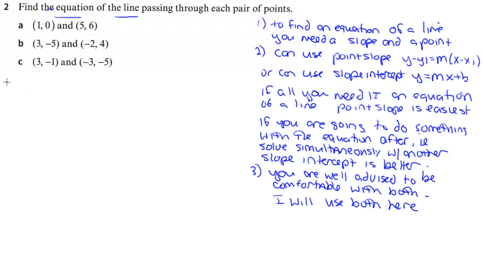All right, so try B. In B, again, I've got 2 points, 3, negative 5, and negative 2, 4. What I want you to do is go ahead and find the slope and then plug it back into y equals mx plus b along with one of these points, find the equation of the line, and then start back up again when you're ready.